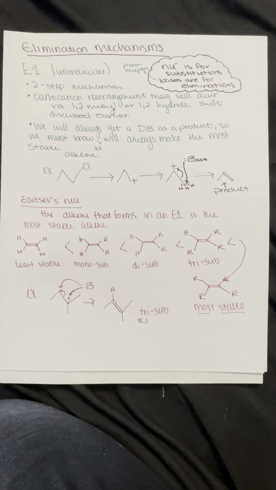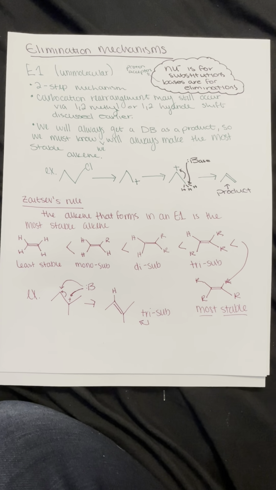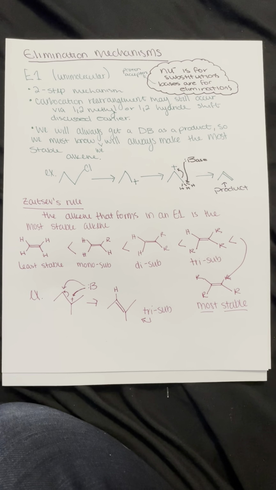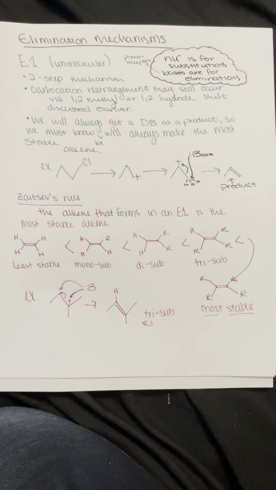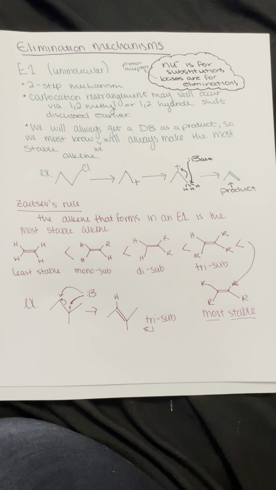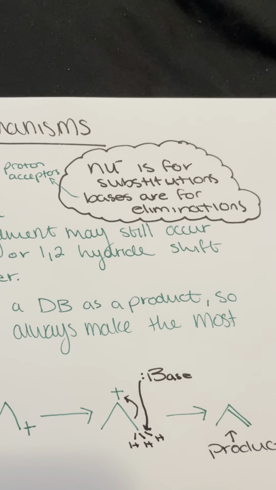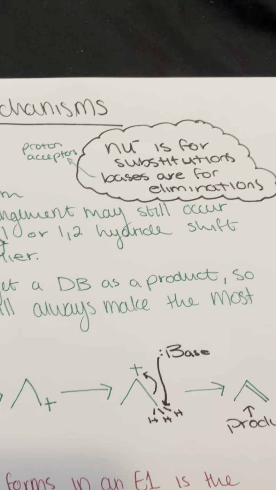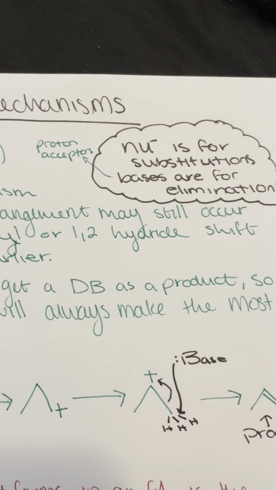Now we're going to be talking about elimination mechanisms. There are two types of elimination mechanisms, E1 and E2. We're going to talk about E1 first, which is basically unimolecular. And just as a key, nucleophiles are for substitutions, which is SN1 and SN2. We use bases for eliminations, which are just proton acceptors.